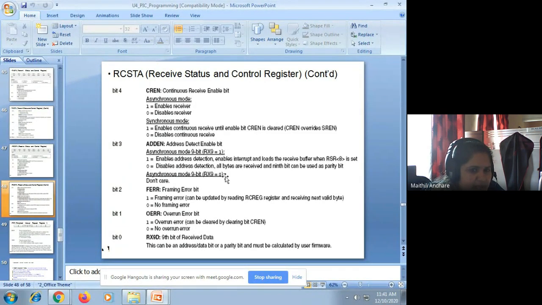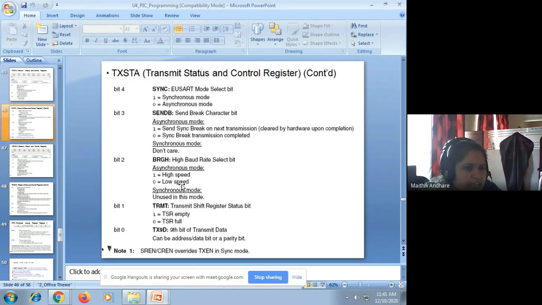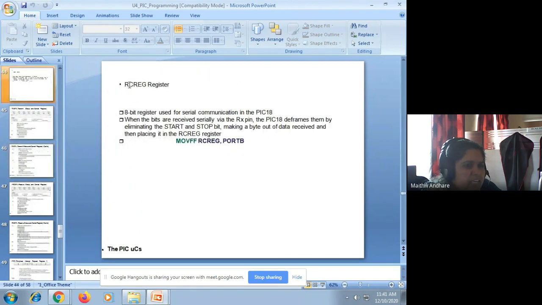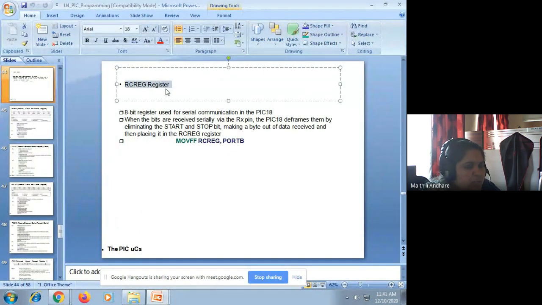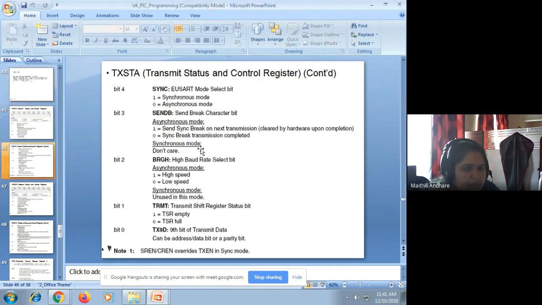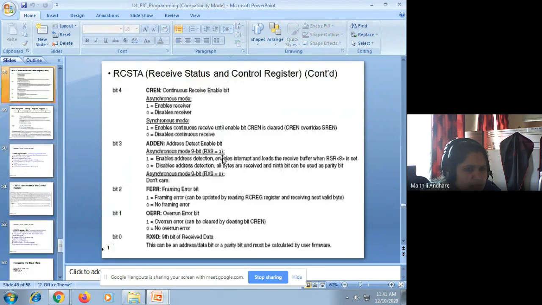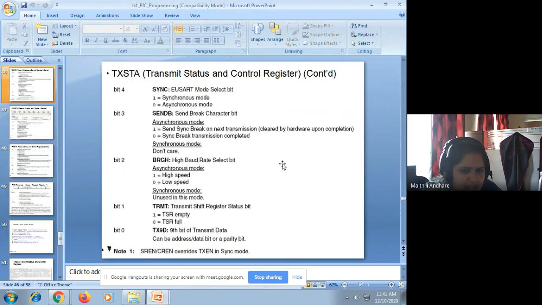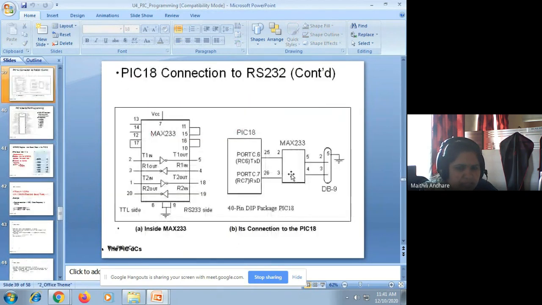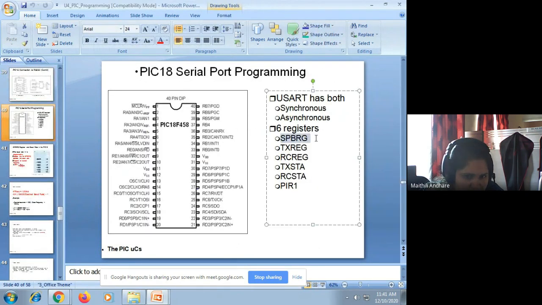When the reception has occurred, when data is received, that data is available in the RCREG register. So we have to just read this data from the RCREG register when reception occurs. So these are the registers associated with this. What are the different registers we have seen? The SPBRG register, for the baud rate value to be loaded according to the calculation. The TXREG register, when you want to transmit any data, that data is to be loaded in the TXREG register.